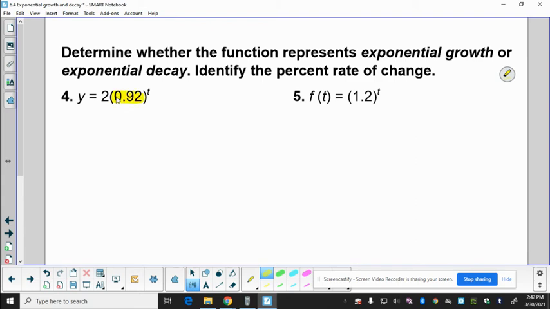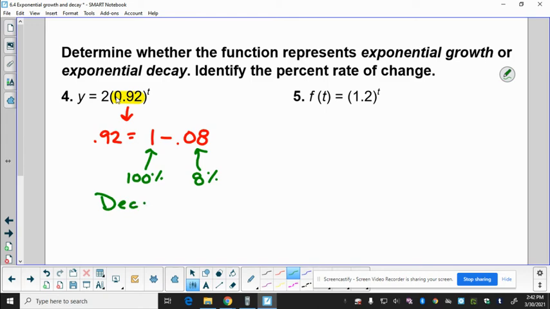Okay, the first one, 0.92. So 0.92 could be rewritten, think of it as just 92 out of 100, as 1 minus 0.08, right? Wouldn't that give you 0.92? Isn't 92 8 units away from 100? Sure is. So this number right here represents 100% of the original amount, and it looks like it's losing 8%. So this is exponential decay, losing 8% over and over and over again.